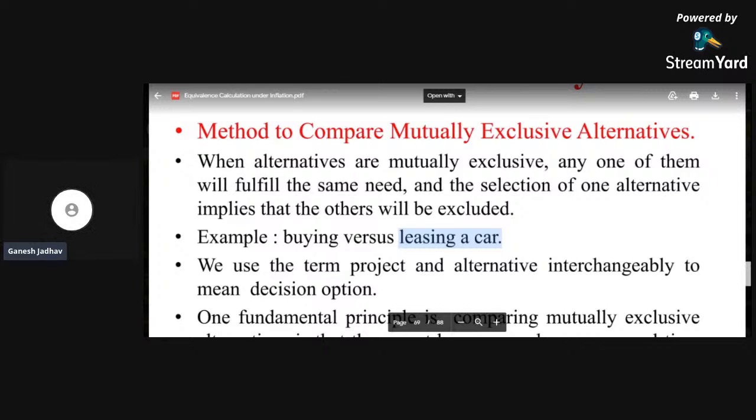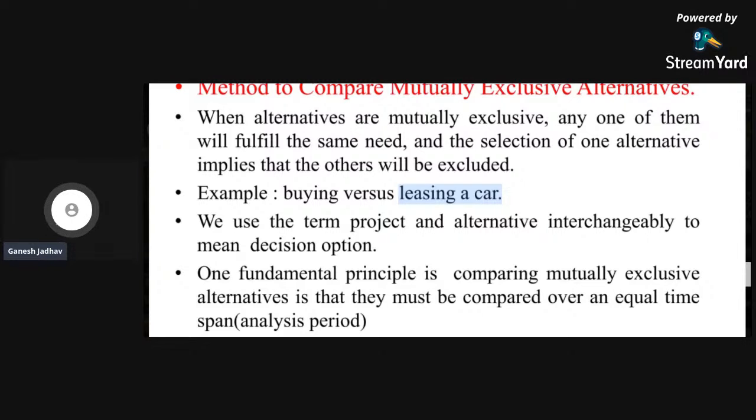Another one: we use the terms project and alternative interchangeably to mean the decision object. But here are two concepts, one is buying and the second is leasing a car. So we are required to take the decision about which option is better for us, buying or leasing. Leasing means, in Marathi, bhade, renting a car.